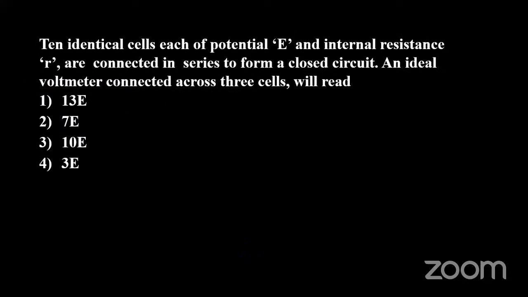10 identical cells, each of potential E and internal resistance R, are connected in series to form a closed circuit. An ideal voltmeter connected across 3 cells will read.